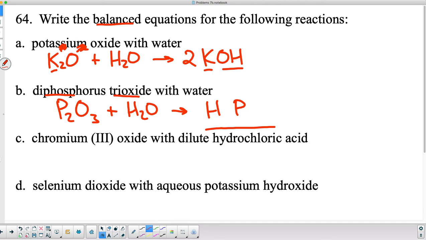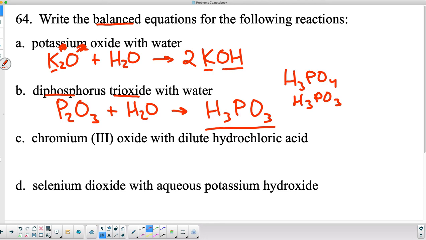Now, all phosphorus compounds, the H3PO4 is phosphoric acid, H3PO3 is phosphorus acid. So this is going to end up being, I believe, phosphorus acid, which means H3PO3, like that. Let's see if we can get this to balance.